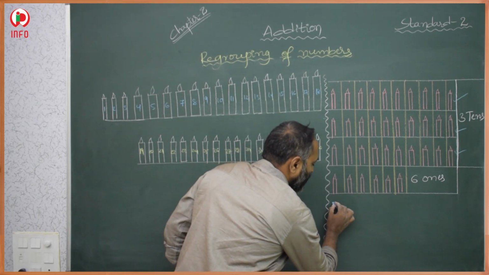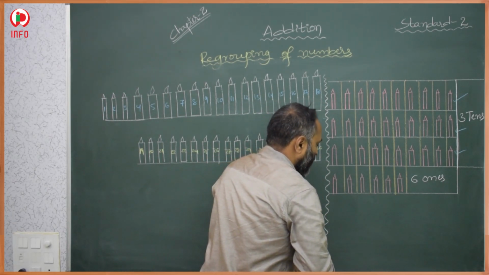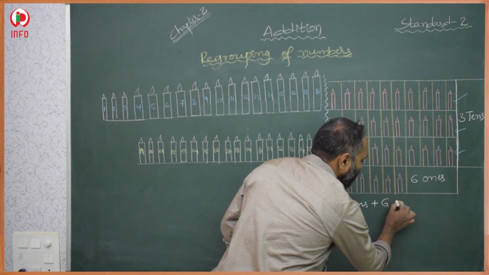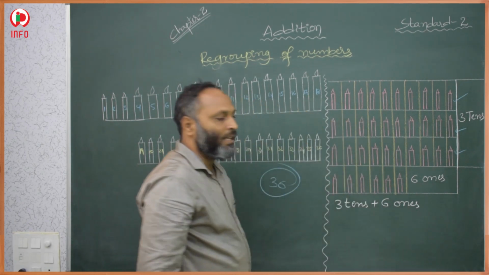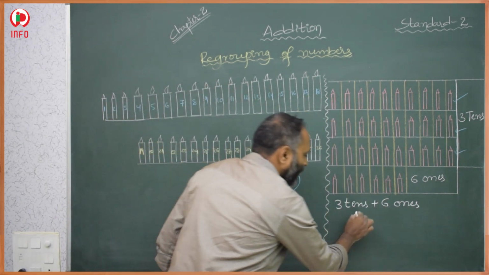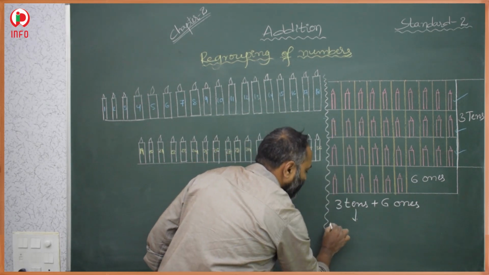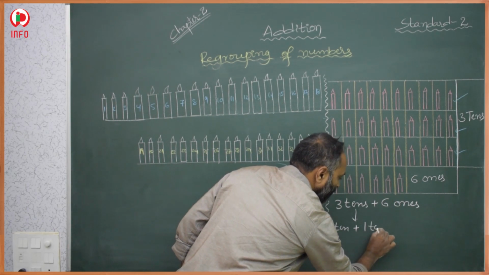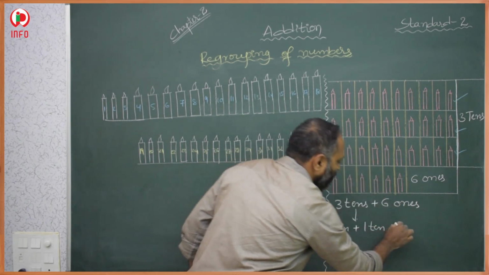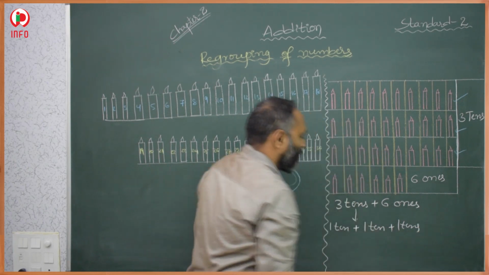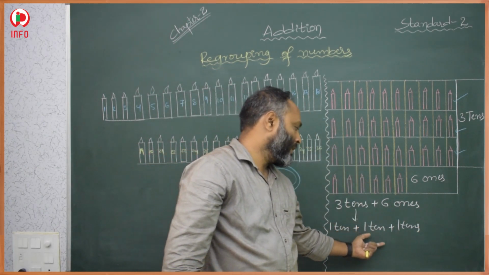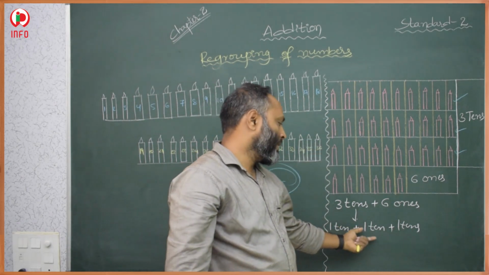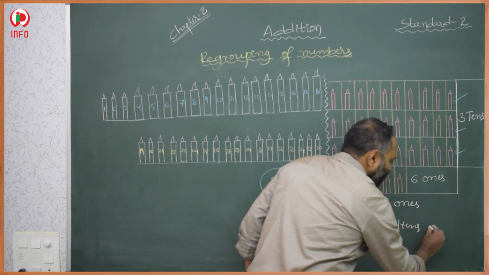Then what about these 3 tens? 3 tens plus 6 ones. 3 tens means how? This is 1 ten, plus 1 more ten, plus 1 more ten. 3 tens means 10 plus 10 plus 10. Total 1, 2, 3. So like this, 10 plus 10 plus 10. And after that plus 6 ones.